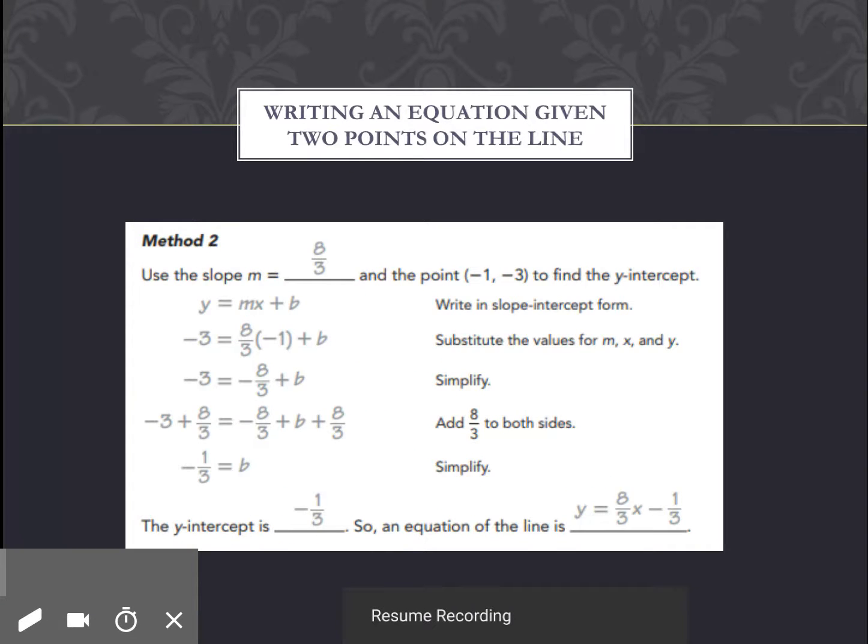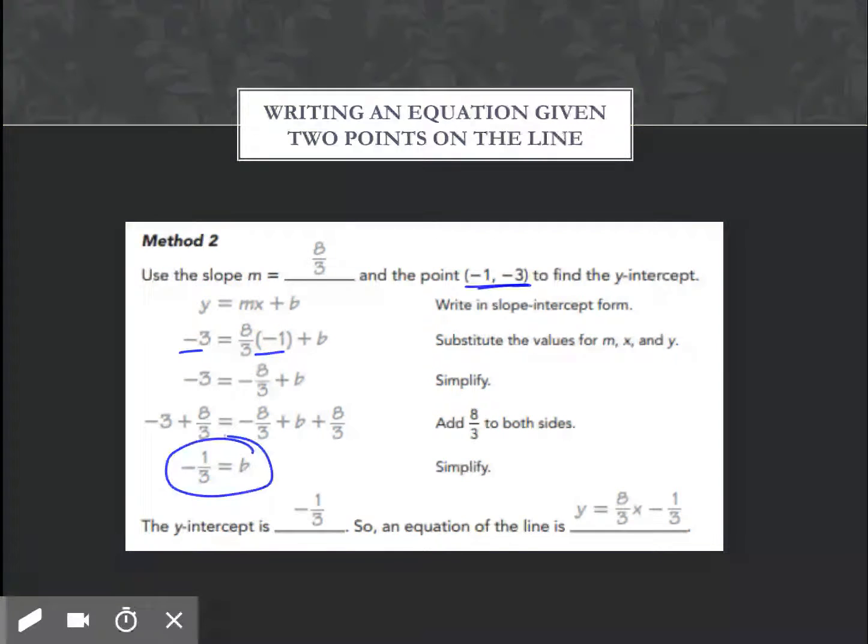In method 2, they're doing the exact same thing, just using the other point. So instead of 2, 5, they use the point negative 1, 3. Just to show you, you multiply these numbers through and you get 3 equals negative 8/3 plus b. If you add 3 plus 8/3, you're still getting b equals negative 1/3. So after you find the slope, it doesn't matter what point you're using to find the y-intercept.